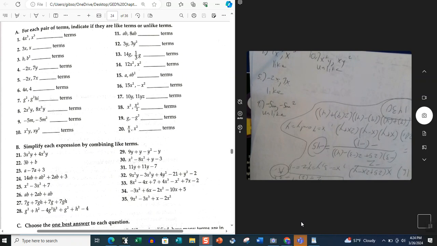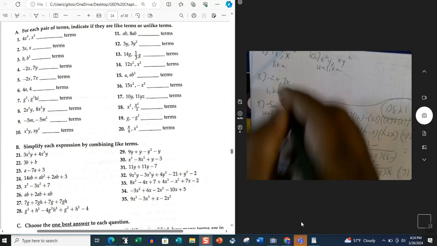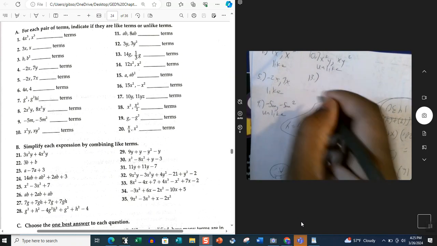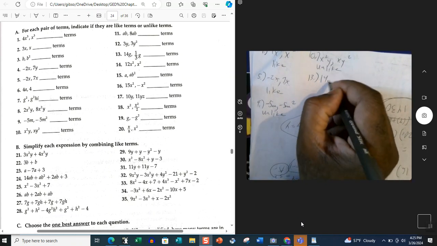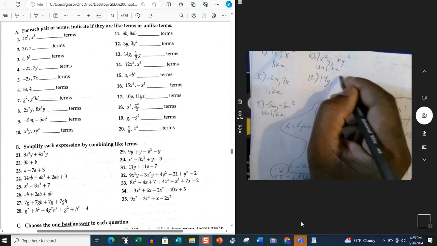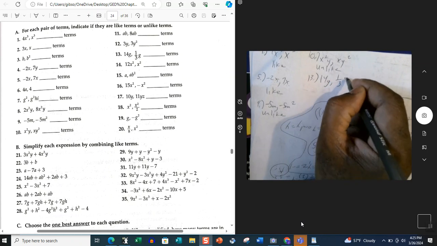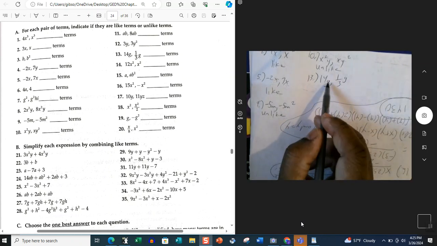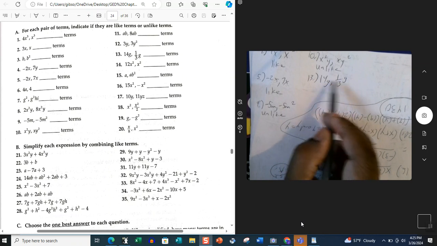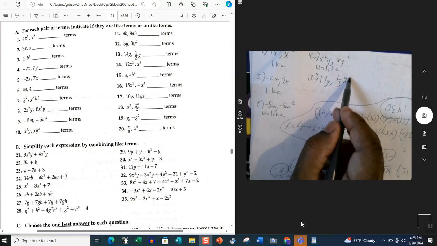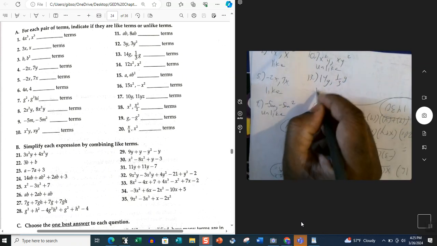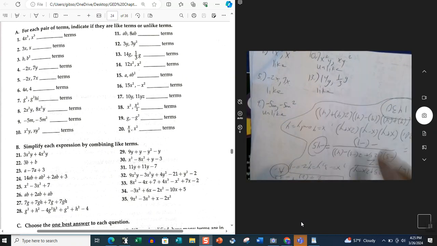Okay, next I want to do, let's do 13. We have 14 times g and 1/3 times g. Now both of them have the same variable, and both of them are taken to the same exponent. So they are like terms.